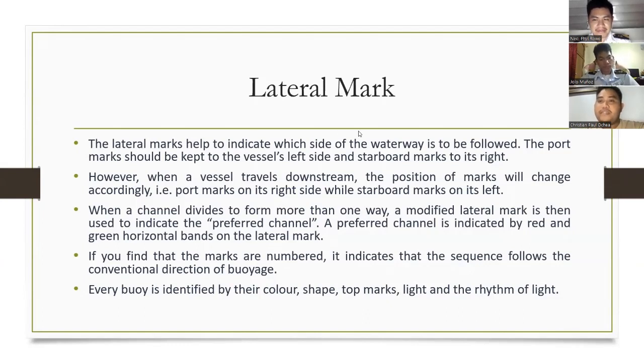When a channel divides to form more than one way, a modified lateral mark is then used to indicate the preferred channel. A preferred channel is indicated by red and green horizontal bands on a lateral mark. If you find the marks are numbered, it indicates that the sequence follows the conventional direction of voyage. Every buoy is identified by its color, shape, top mark, lights, and the rhythm of the light.